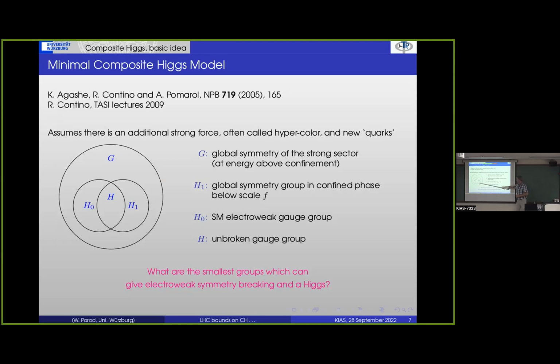We know what the standard model gauge symmetry group looks like. And of course, this can be inside the H1, but strictly speaking, it need not be inside. And then you would have the unbroken group H, which in our case would be electromagnetism times the SU(3) color. And of course, the question is, what are the smallest groups which we can use in this approach?